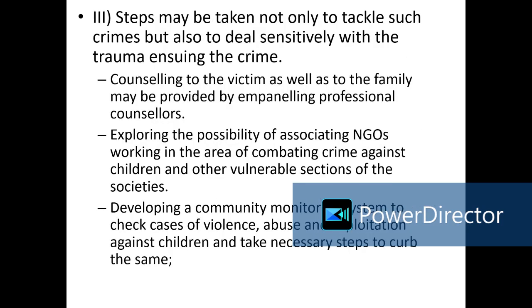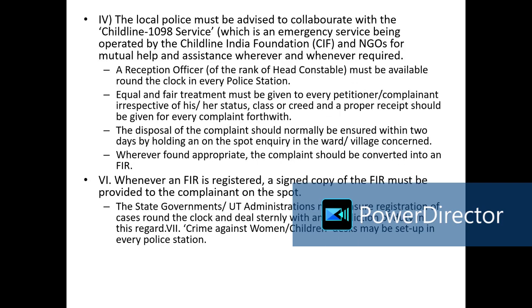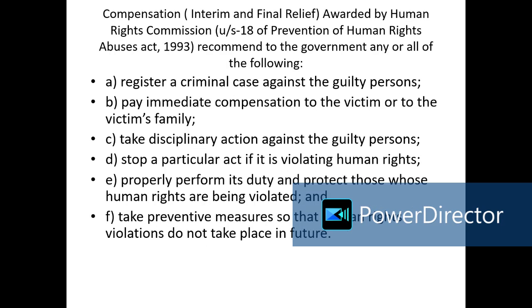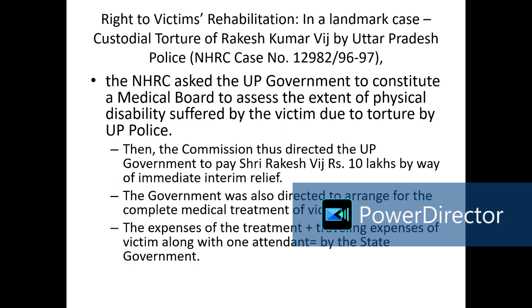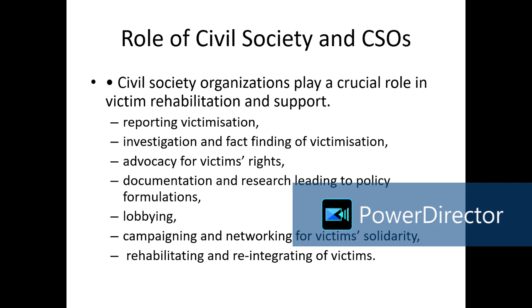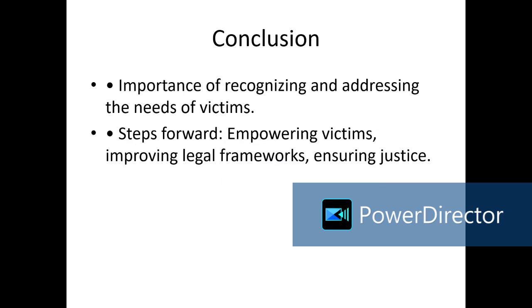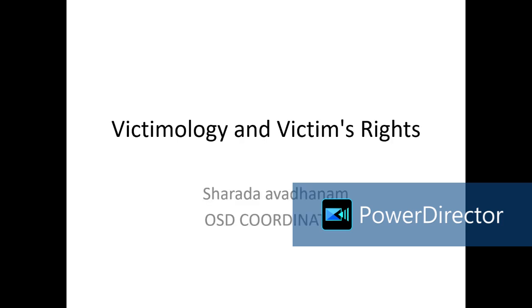Then the commission directed the UP government to pay this victim, namely Rakesh in this case, 10 lakhs by way of immediate interim relief. They recommended interim relief in this case because there is a disability suffered by the victim, because police have used their third degree to such an extent that the victim has suffered a lot of disability. So they said, as an initial measure, give him interim relief, not less than 10 lakhs. Then the government was also directed to arrange for the complete medical treatment, not only give the interim relief, the entire medical treatment of that victim. Let the government bear that. So they have also given this kind of direction.